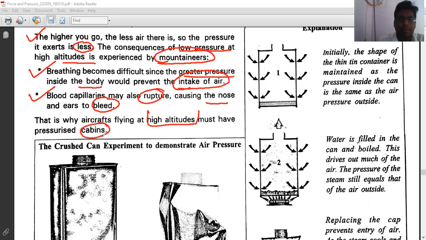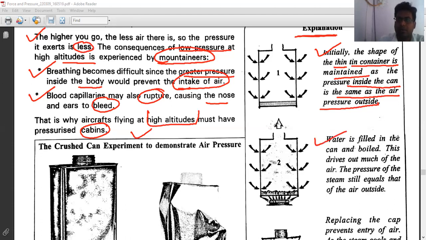So that's why pressure cabin is made for the aircraft. And now look at the next explanation here on the right hand side. Initially, the shape of the thin container is maintained as the pressure inside the can is the same as the air pressure outside, right? So initially the shape of the container is maintained because pressure inside the can is the same as outside.